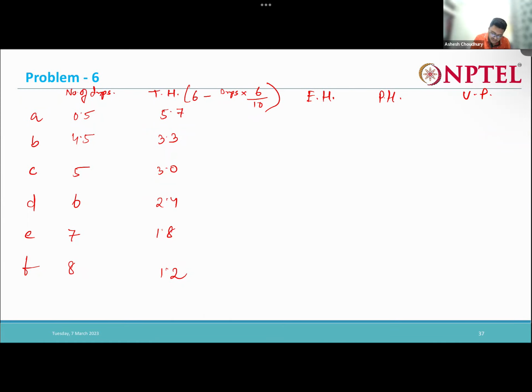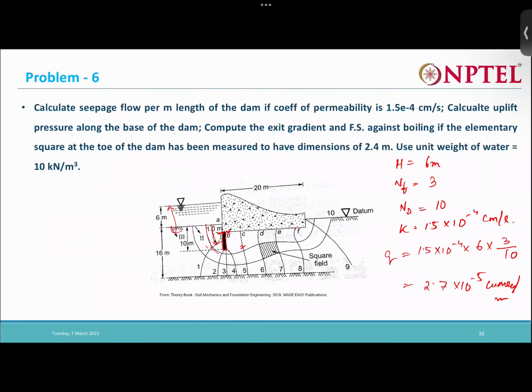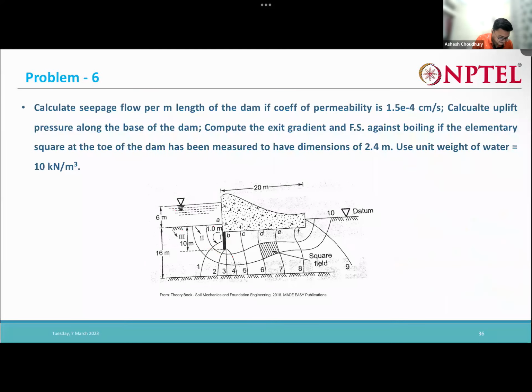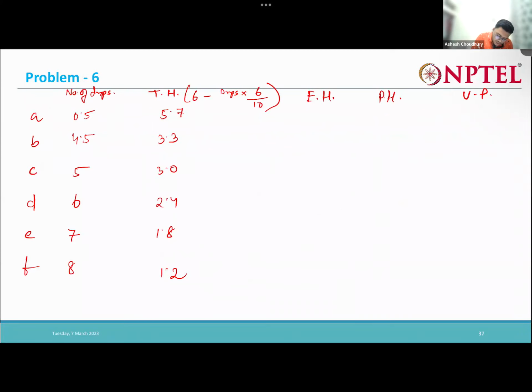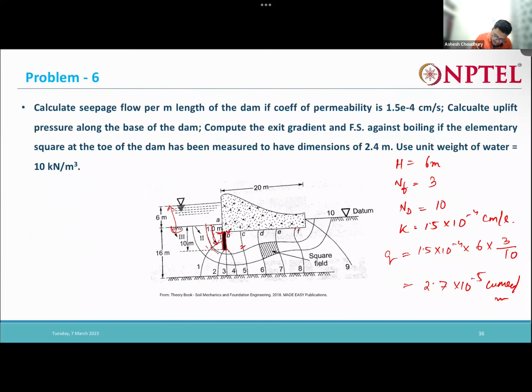For A, what is the elevation head? Minus how much? Minus 1. So for all these points, my elevation head is minus 1, right? Because all these points are 1 meter below our datum. So for all these points, my elevation head is minus 1.